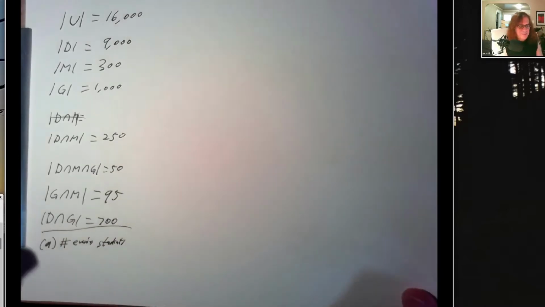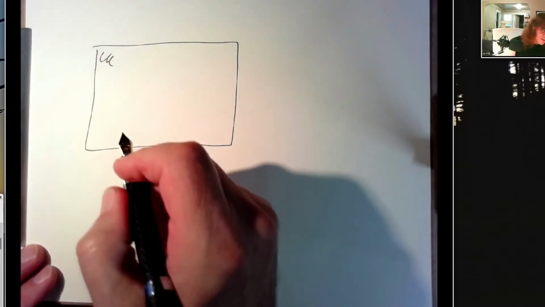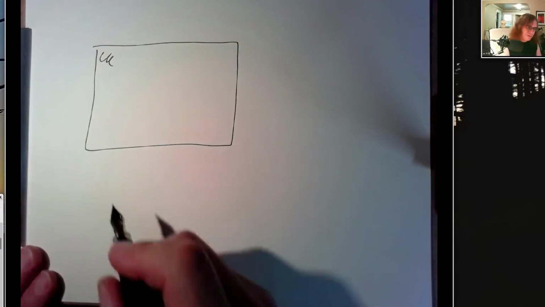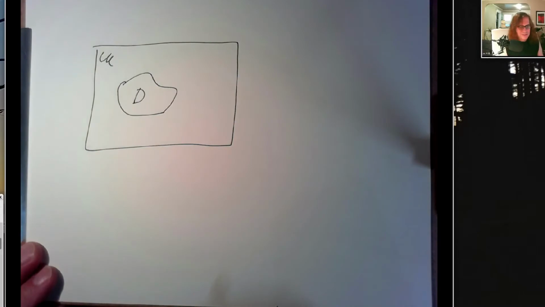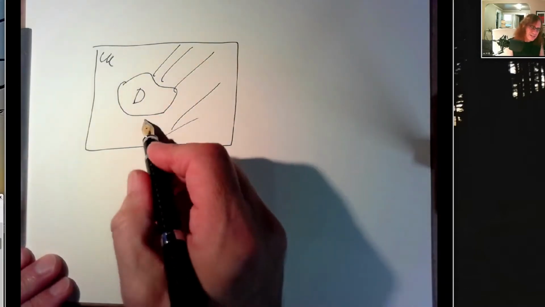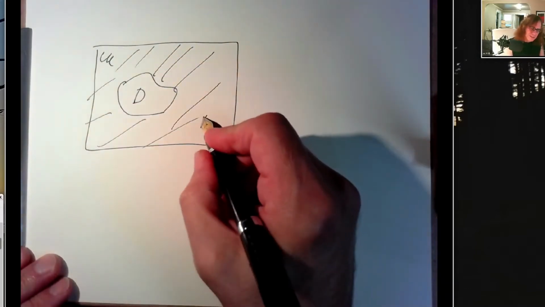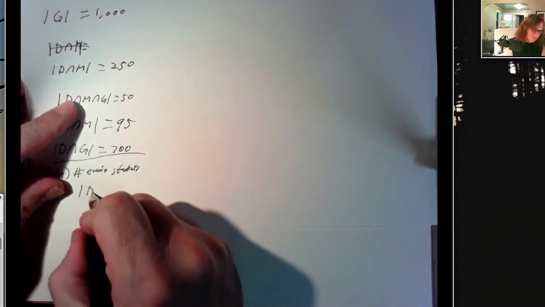So let's think about Venn diagrams. Here's our universe of students. So this is the universal set. And here's our set of daytime students. If you're a daytime student, you're in this set. If you're not a daytime student, you're in this set out here, which is the complement of D. So to say how many evening students are there is asking us to find the cardinality of D bar.